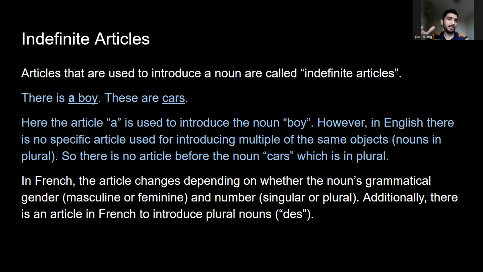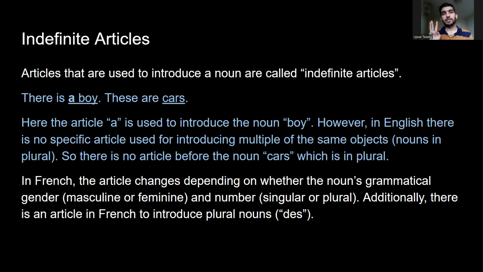We don't know which boy. We don't know which bottle. We don't know which orange, right? And in this example, these are cars. We don't know which cars, but we're just introducing this topic now. Otherwise, we would say the cars, that boy, or the boy, if we knew which boy we were talking about, or the orange. So articles that are used to introduce a noun are called indefinite articles.